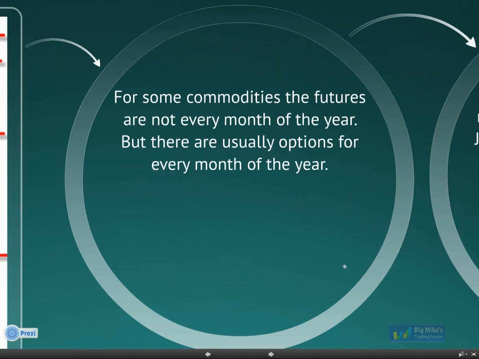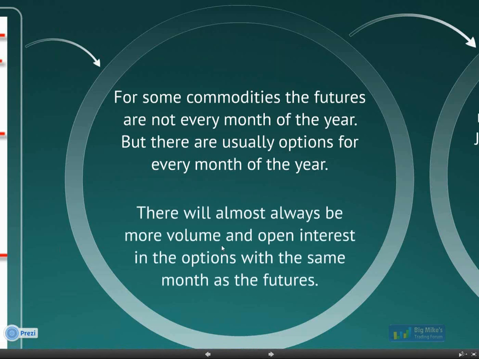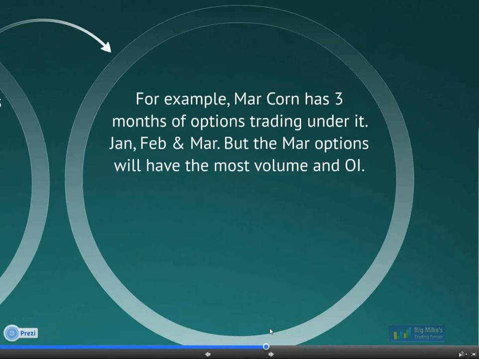For some commodities, the futures are not every month of the year. They're quarterly, depending on the seasonality of that commodity, but there are usually options for every month of the year. There will almost always be more volume and open interest in the options with the same month as the futures. Here's an example. March corn has 3 months of options trading under it: January options, February options, and March options. And they all settle to the March corn futures. But the March options will have the most volume and open interest.